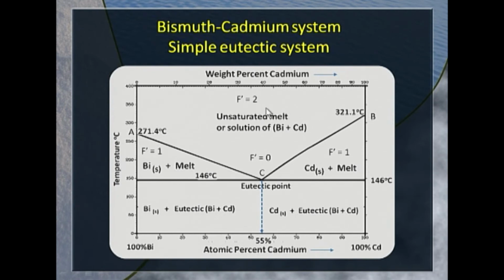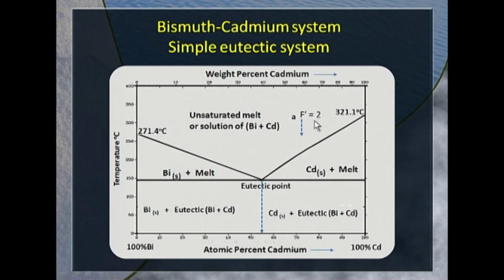F prime equal to 2 is a bivariant system, and where we have two phases in equilibrium on either side here, F prime becomes 1, a univariant system, and the eutectic point is the place where the degrees of freedom is equal to 0, indicating that that is our invariant point. Just to give a taste of what you studied last time in a general system, let us start with a mixture of the two metals here corresponding to point A and cool it, and we know that the number of degrees of freedom at this point is F equal to 2.